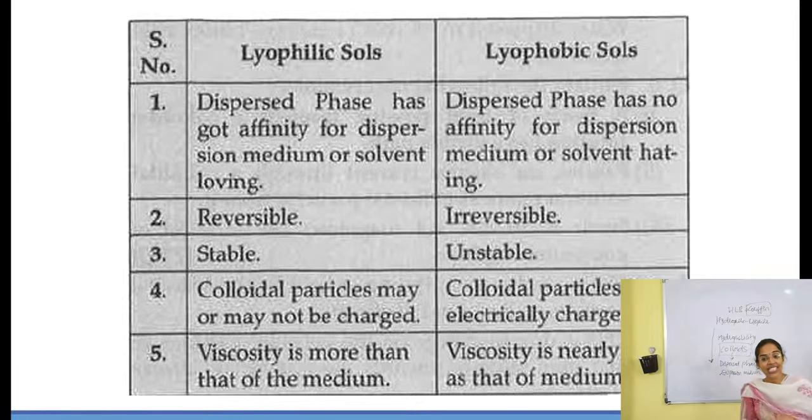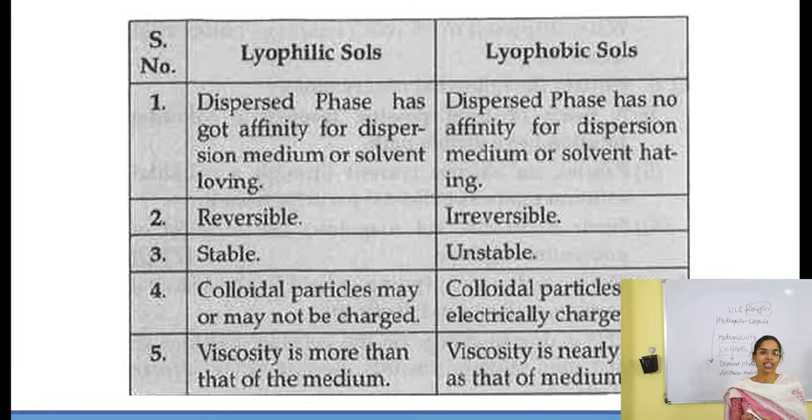A dispersed phase and a dispersion medium usually. So what usually happens? Lyophilic salts, what do they usually indicate? It is nothing but the dispersed phase and dispersion medium. They have a very good affinity to each other. Okay, they have got a very good affinity to each other. And we have certain properties, like they are not charged.